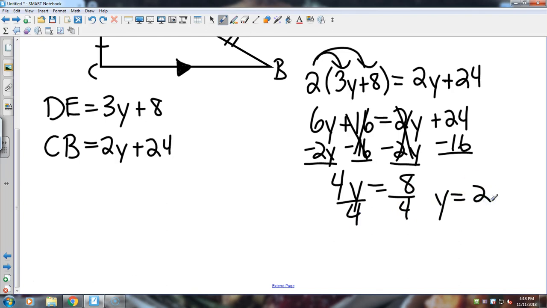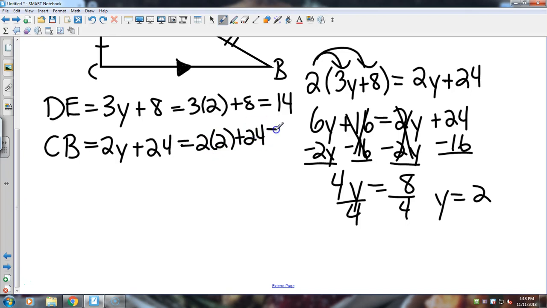Now I would sub that back in. So I've got 3 times 2 plus 8, which gives me 6 plus 8 is 14. Now, if that's half of CB, then CB needs to come out to be 28. So we've got 2 times 2, which is 4, plus 24, which gives me 28. So my theorem holds true, and I am a math magician.